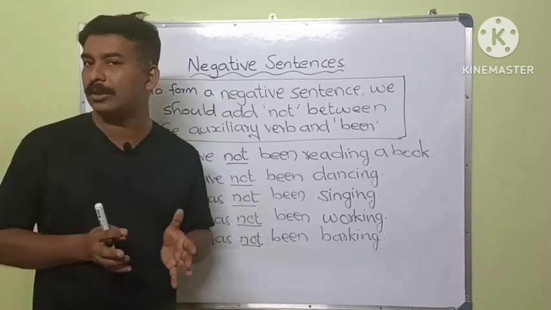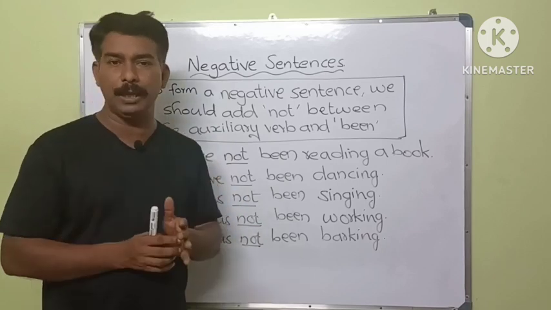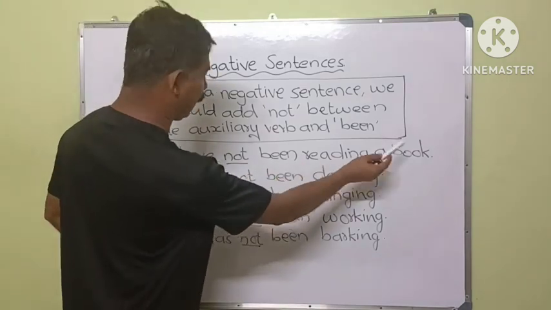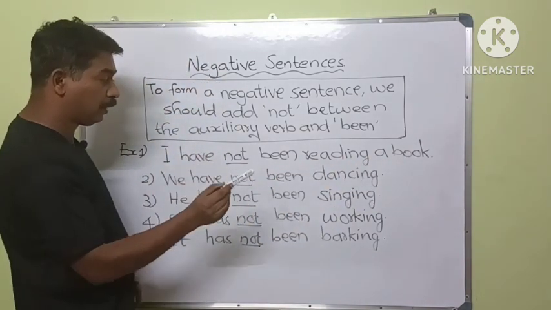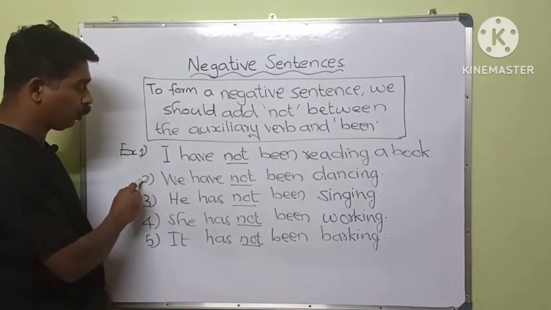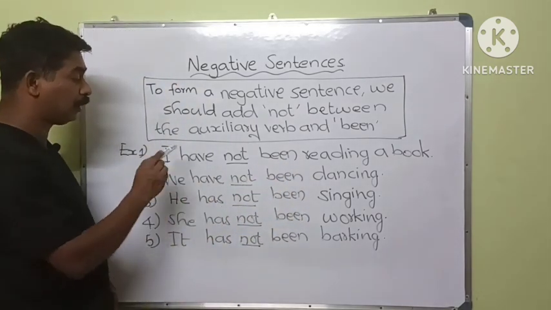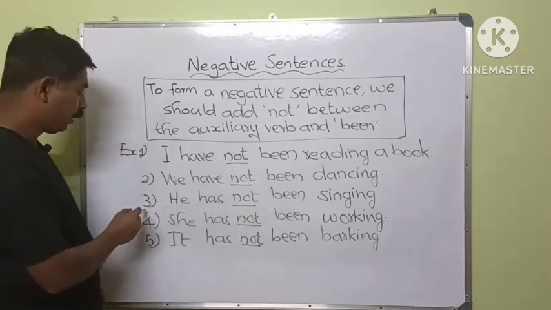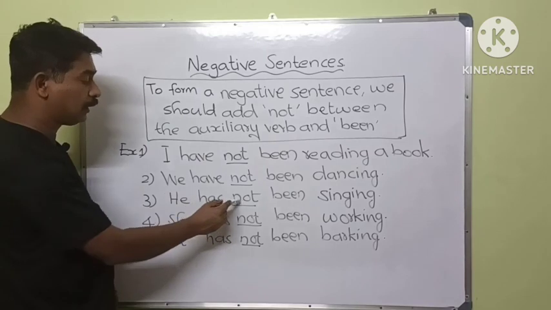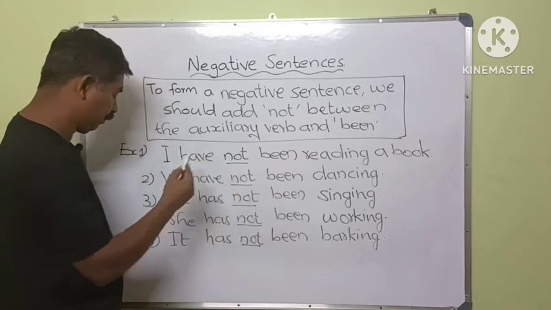To form a negative sentence, we should add not between the auxiliary verb and been. Examples: I have not been reading a book. Not is inserted between have and been. Example number 2, we have not been dancing. Not is inserted between have and been. Example number 3, he has not been singing. Not is inserted between the auxiliary verb has and been.